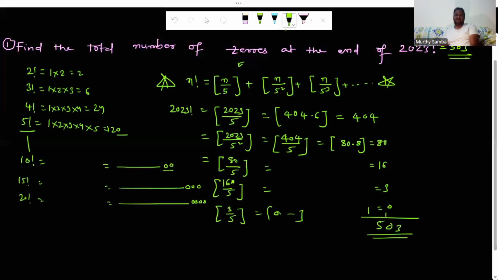See, this way, by using this particular formula, you can find the number of zeros at the end of any number factorial. This is one of the important problems frequently asked in Olympiads, International Math Olympiad and regional math Olympiads. This particular concept is very, very important. Hope you understand. Interesting.